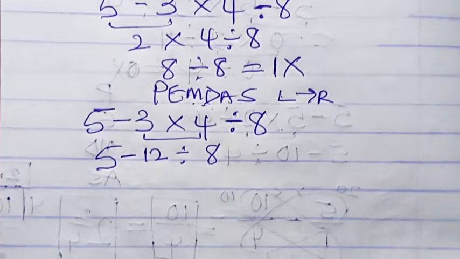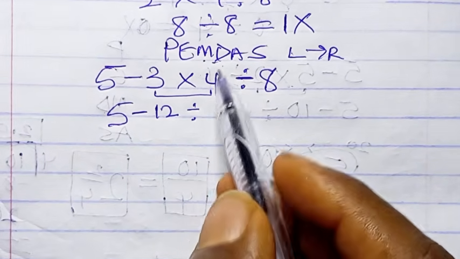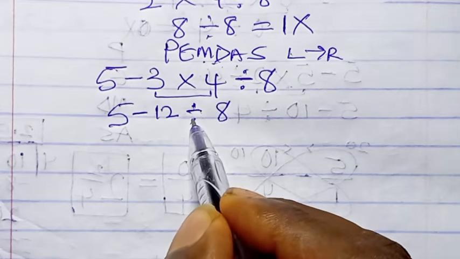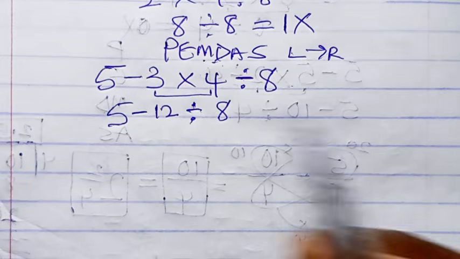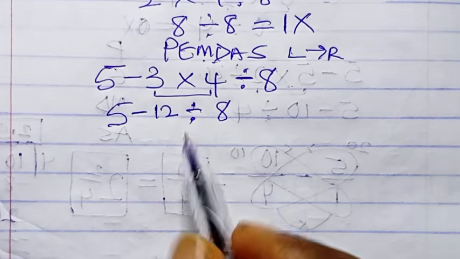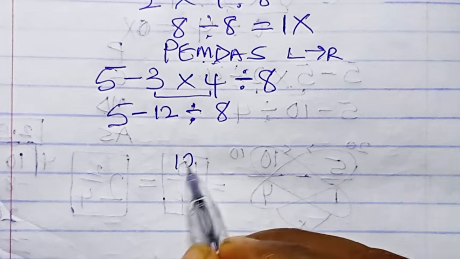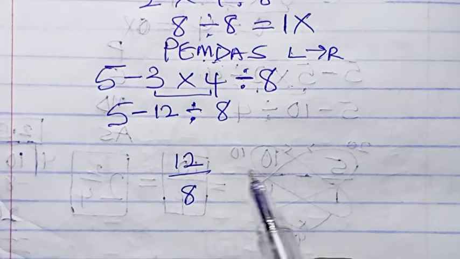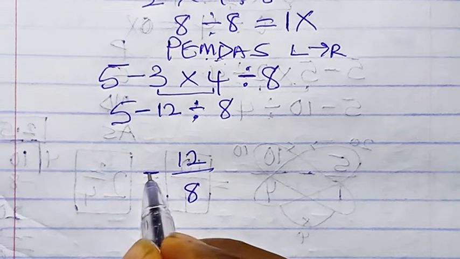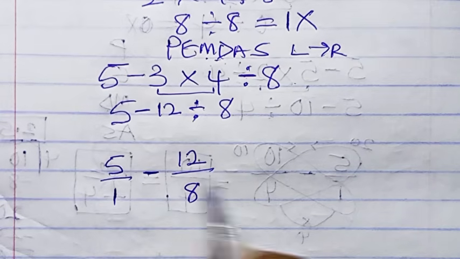Alright. So now PEMDAS says we should do division next. So division is higher than subtraction. So we have to do the division before the subtraction. So now we can make this 12 divided by 8 to be in a fraction form like this. 12 over 8, bring down your minus sign and make this 5 a fraction also, 5 over 1.